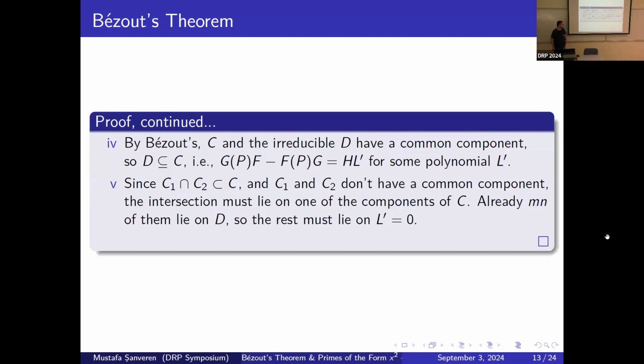And by using Bezout's theorem, C and D have a common component, and so D is a component of C. And the equation is H L prime for some polynomial L prime. And since D is a component of C, and we already have mn points on D, the rest of the points are on L prime.